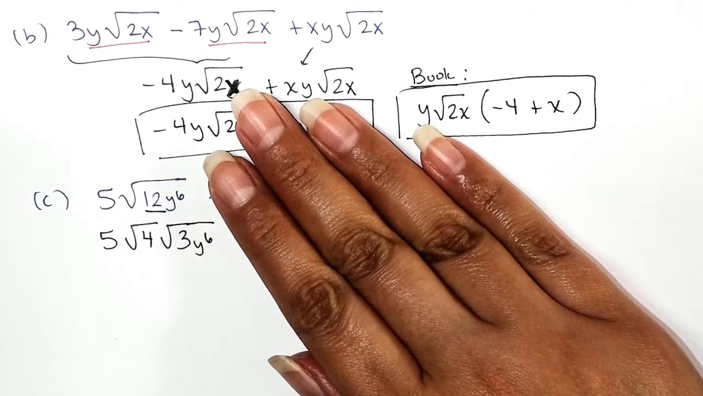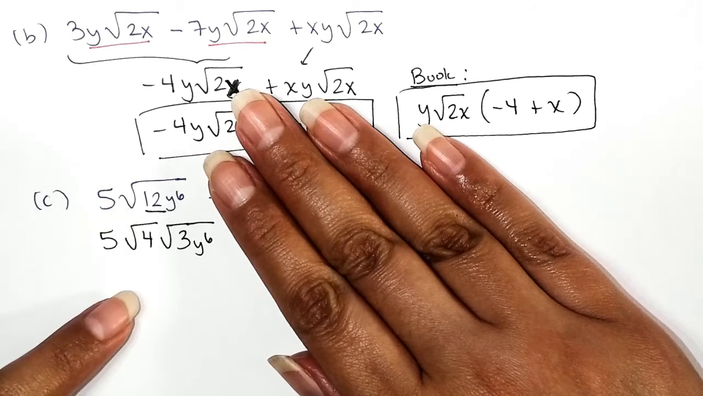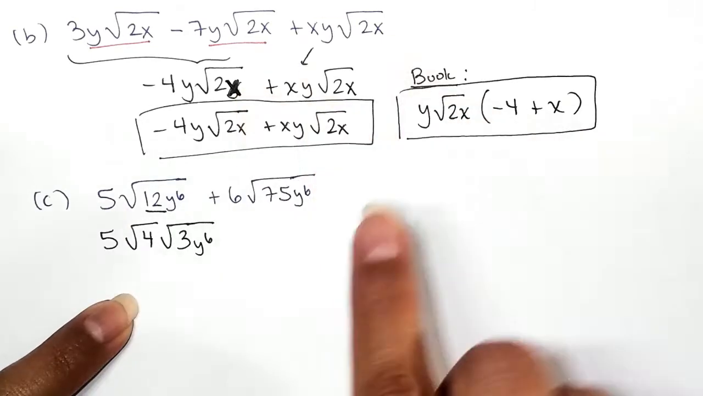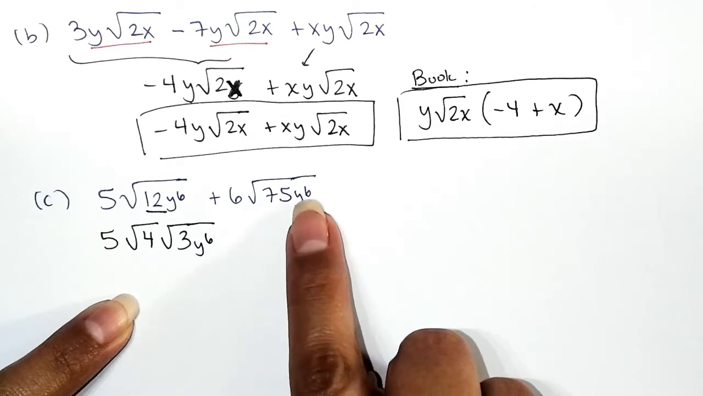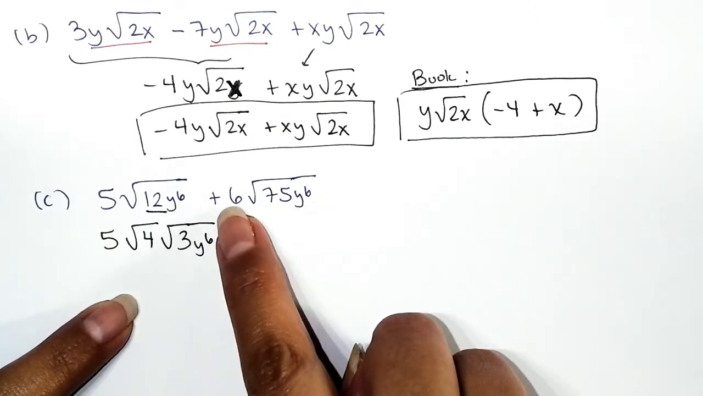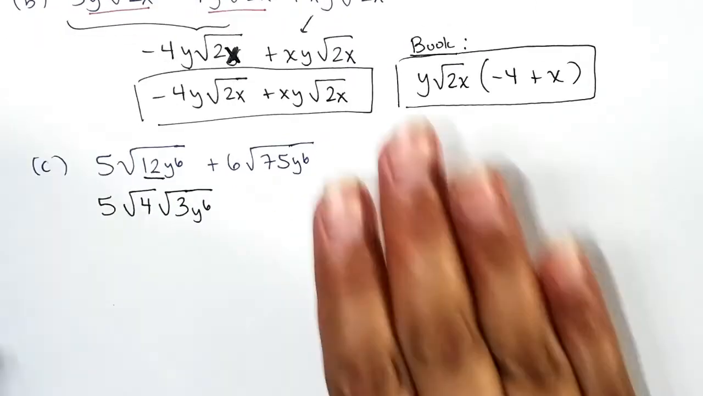Puzzle number 1. Look at the first term, simplify. When you're done, look at the rest of the puzzle. Puzzle number 2, piece 2, simplify, and then at the end add if possible. Okay, so let's look at the first half.